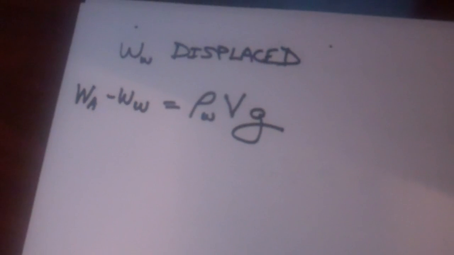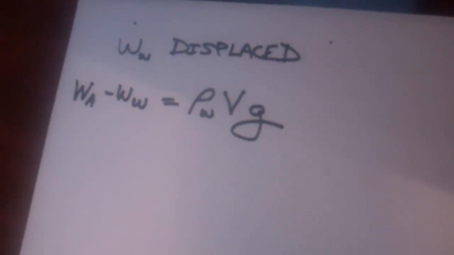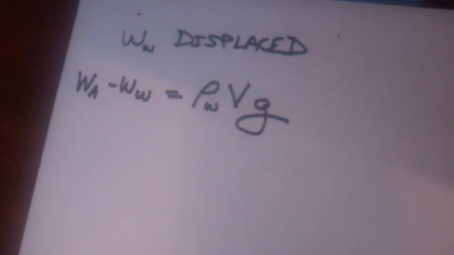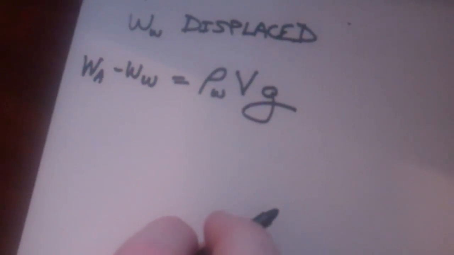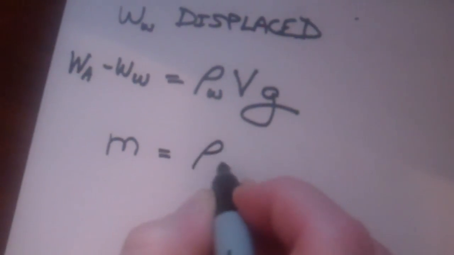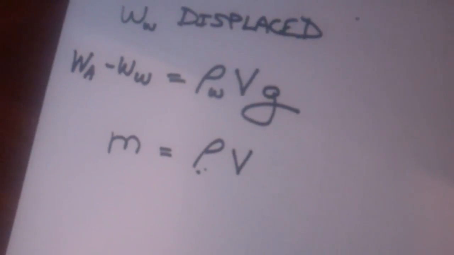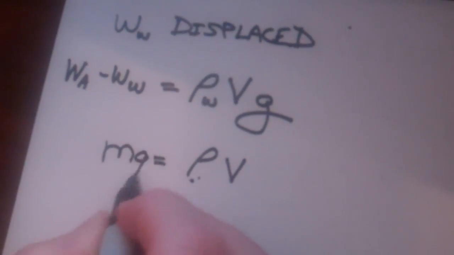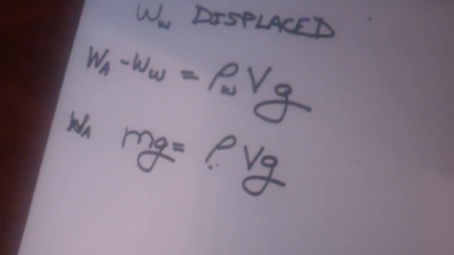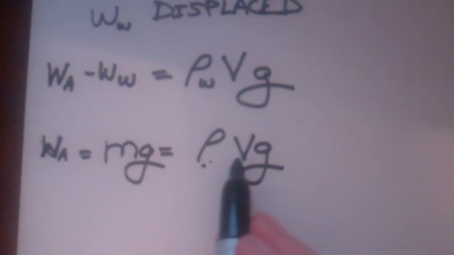So how do we get there from here? Well, what we can do is we can also say that the mass of the object is equal to the density times the volume. That's the density of the object, not the density of water. And we can multiply both sides by g. That's the weight of the object in air. Okay, you follow me so far? The weight of the object in air is equal to mg, which is equal to the density times the volume times g.